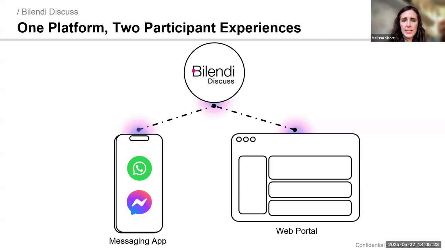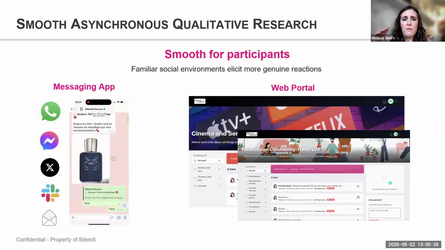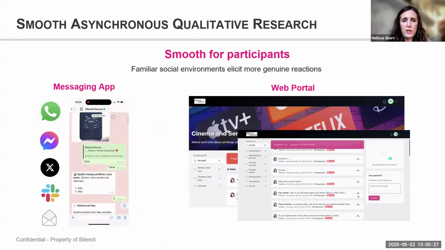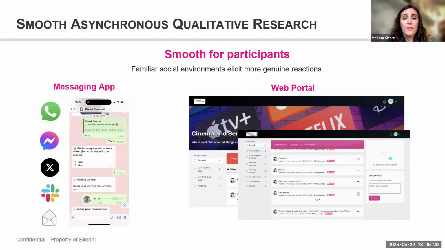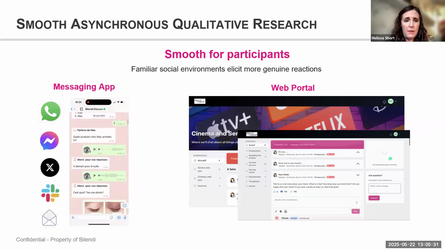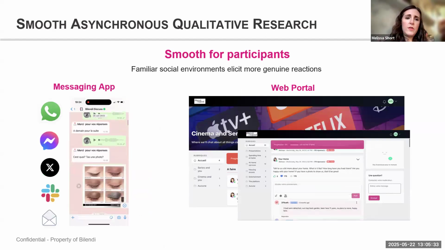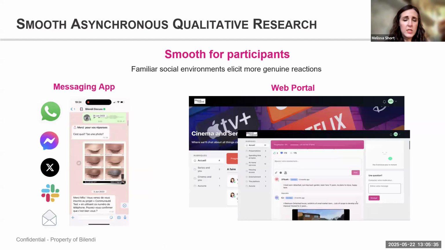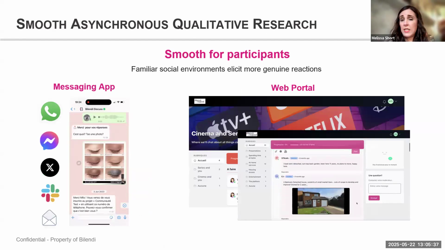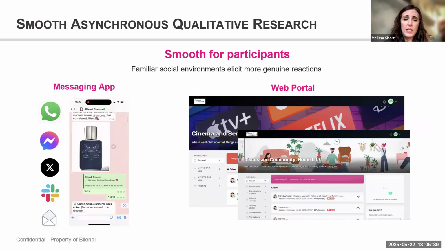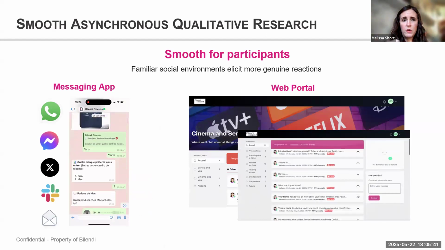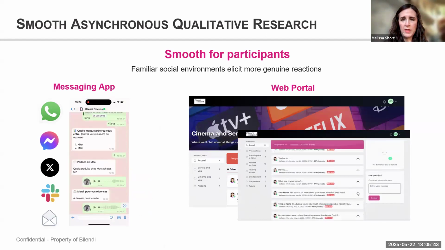So what you'll see in the next slide is that we have the two user experiences really displayed for you here. The messaging app, you can see the different apps that it's available on, and then you can see that people can send voice messages, they can send photos, they can send videos, all different kinds of things, and you can have that one-to-one kind of conversation directly with them.